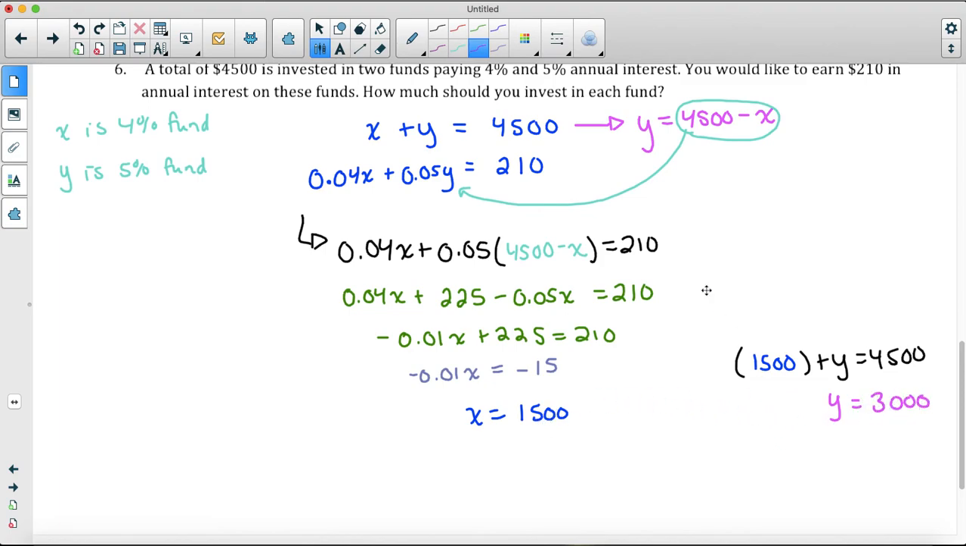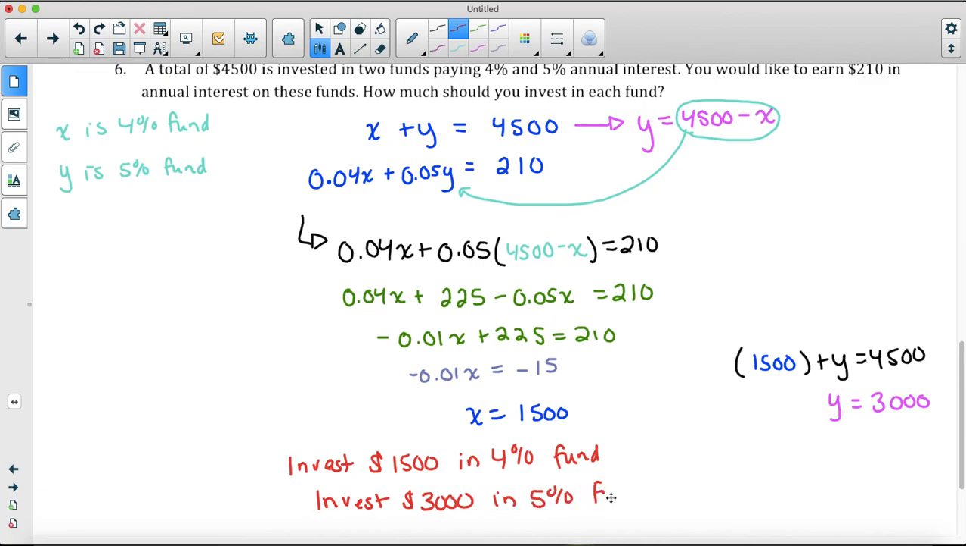Now we have x and y. So in each fund, we should invest $1,500 in the 4% fund, since that was our x, and x is the 4% fund, and we need to invest $3,000 in the 5% fund, because the y was the 5% fund.